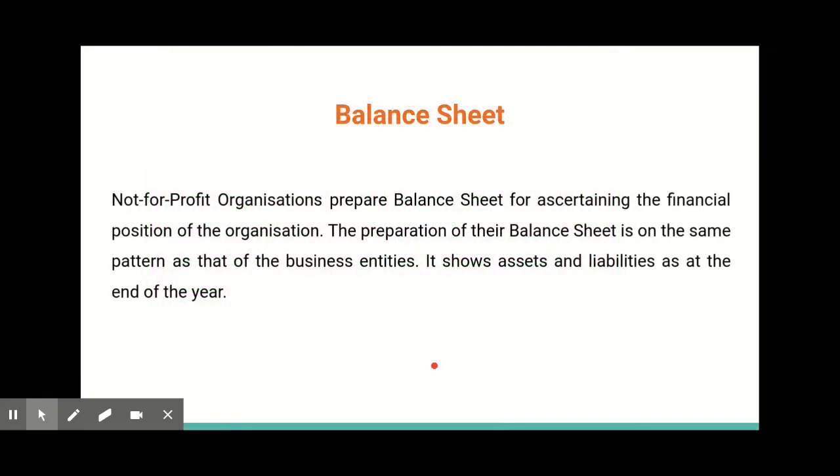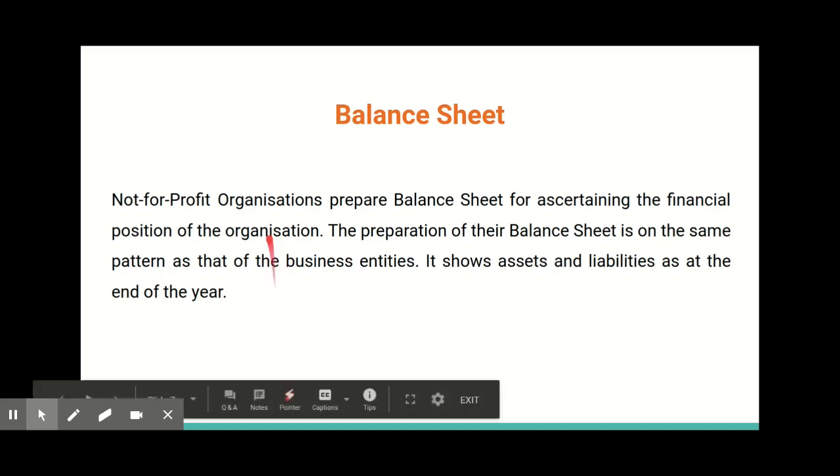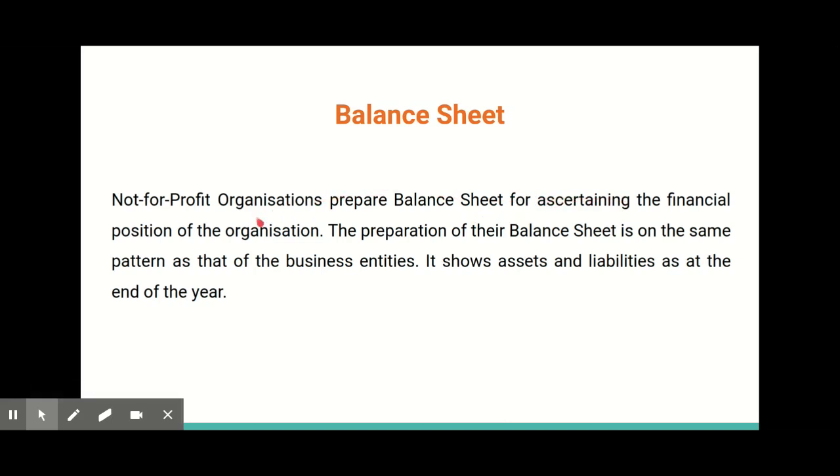Then, in the non-profit organization, the third component of final accounts is the balance sheet. Like a profit organization, the same procedure is followed while we are preparing the balance sheet of a non-profit organization also. In a non-profit organization, the balance sheet is prepared for ascertaining the financial position of the organization. The preparation of the balance sheet is in the same manner as that of the profit-oriented organization. It shows all the assets and liabilities. So the same procedure is followed for a profit-oriented organization or a non-profit-oriented organization with respect to the preparation of the balance sheet.